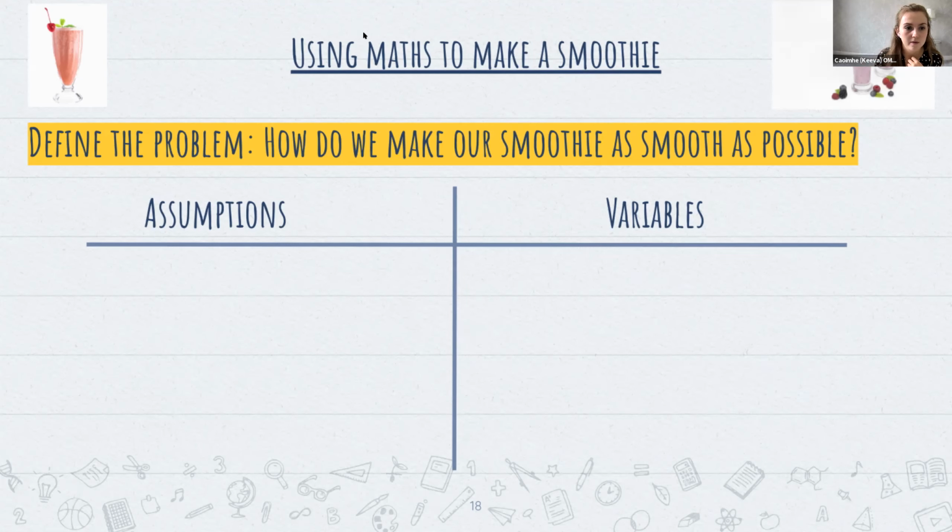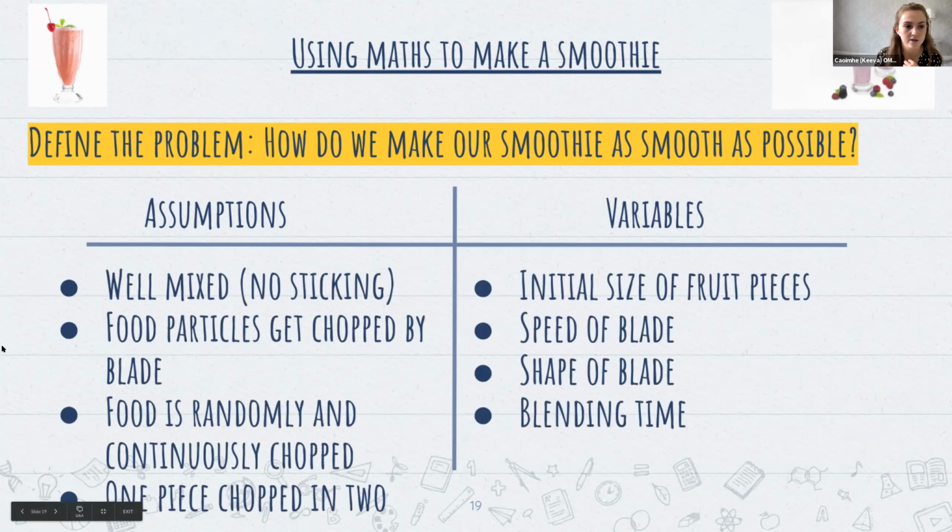So let me just bring up some of the assumptions and variables that I used. I'm just going to jump down to this bottom assumption for a second, that we assume that one piece is chopped in two. So if a blade hits a piece of fruit, we're assuming it just splits in two, not into many pieces, one into two. So going back up to the top, we're saying that the mixture is well mixed. This is quite similar to Sharanya's point about how much fruit we use. We want to make sure that there's an even distribution of fruit particles throughout the whole mixture. We're not going to say there's a big clump of fruit down the bottom and no fruit at the top.